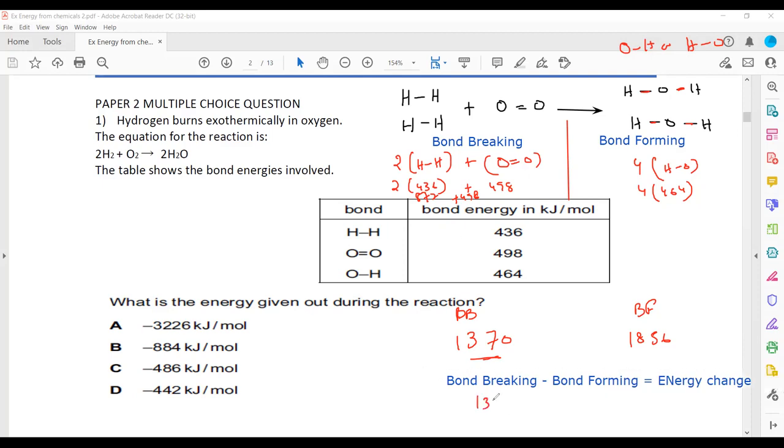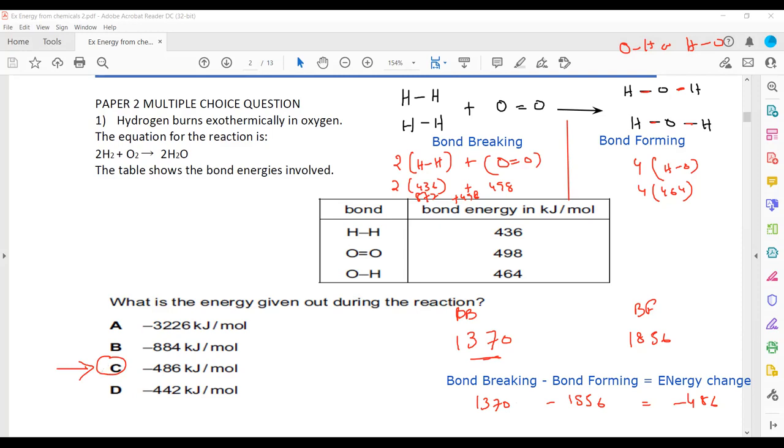So it is 1370 minus 1856. This will give us negative 486. So the energy change is negative 486, so C will be the right answer.